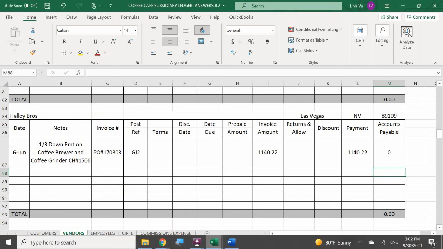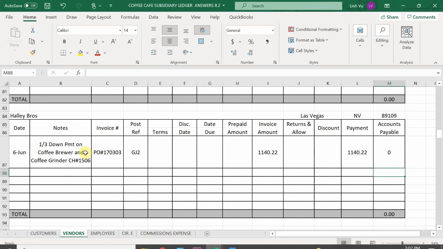Okay. So you just write the down payment. You don't put what you have to pay later. No, because we didn't receive the bill yet. Okay.